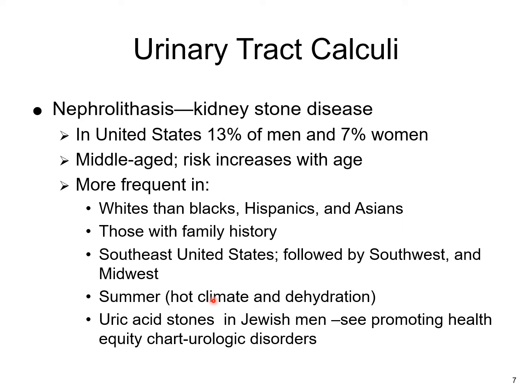Summer months, because of the hot climate and dehydration, maybe people are not drinking enough. And apparently in Jewish men, they're more at risk for uric acid stones. All right. And then there's a chart also in your book that you just want to look at very briefly that is highlighting some of these different types of health disparities that are going on.